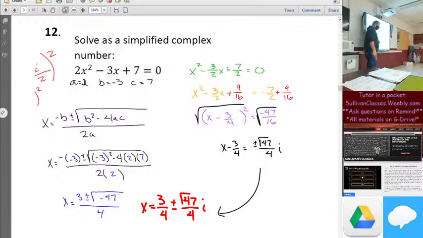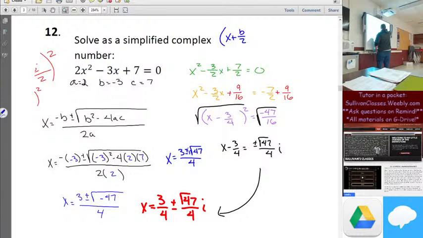Oh, also remember, separate your real friends from your imaginary friends. Even though we can write that like this, get used to writing it this way because it matters later. You might have some crotchety math professor in college who says you do it that way or die. Don't be that guy. How do you get the x minus 3/4? It's always of the form x plus b over 2. So half of negative 3/2. Yep.